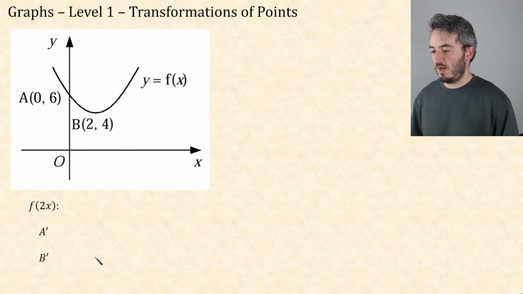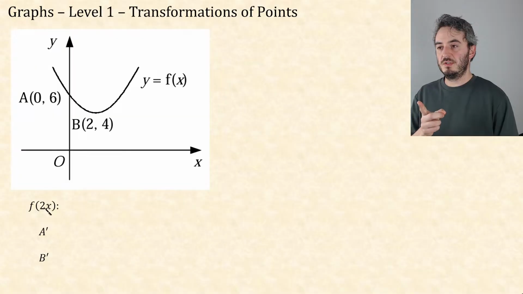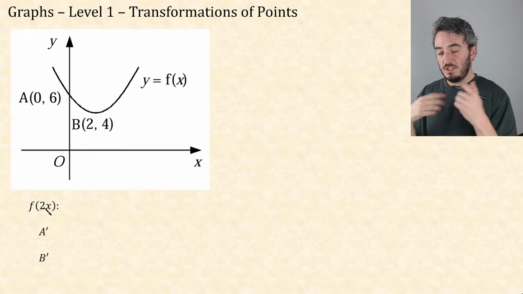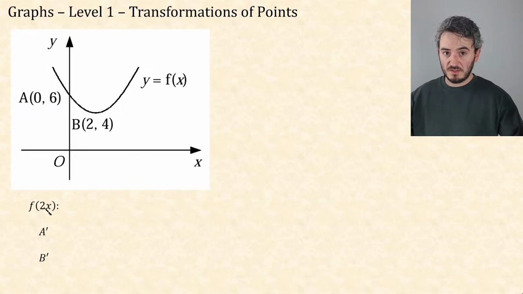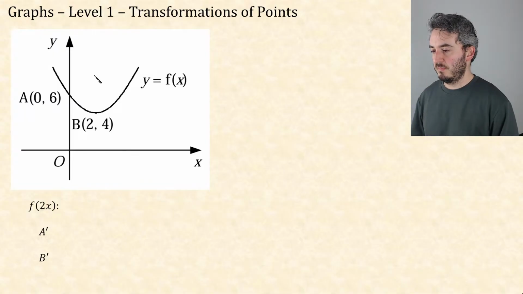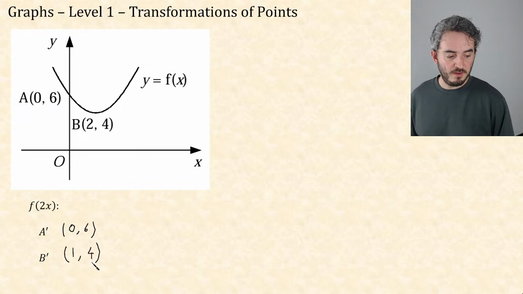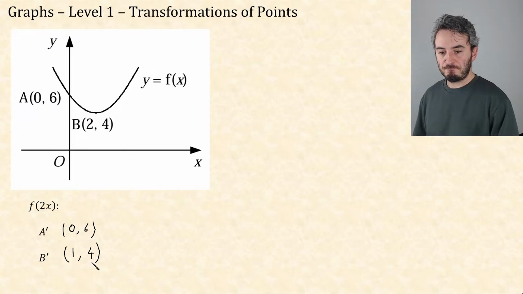Okay, some stretches here. So it's inside the bracket, so that is a side-to-side transformation. You would expect 2 to be doubling x values, but it doesn't, it halves them. So this one here, that 0 gets halved, but it stays at 0, and the y value is unaffected. This one here, the x value is going to get halved down to 2, and the y value is staying the same.